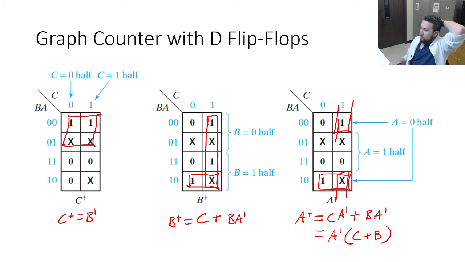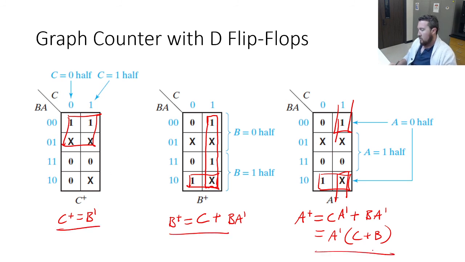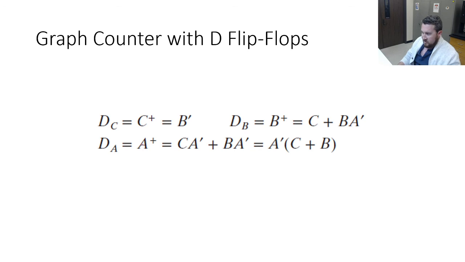Like, yeah. And there we go. There's our characteristic equations for C, B, and A. All right, so there's our equations. We got them listed here. They just showed us some of the simplifications.